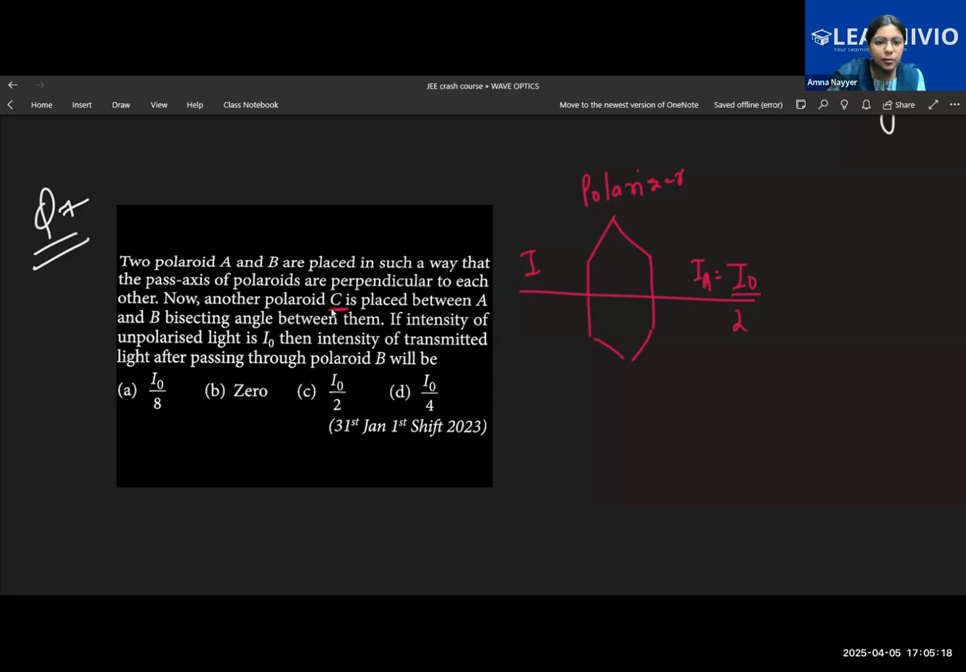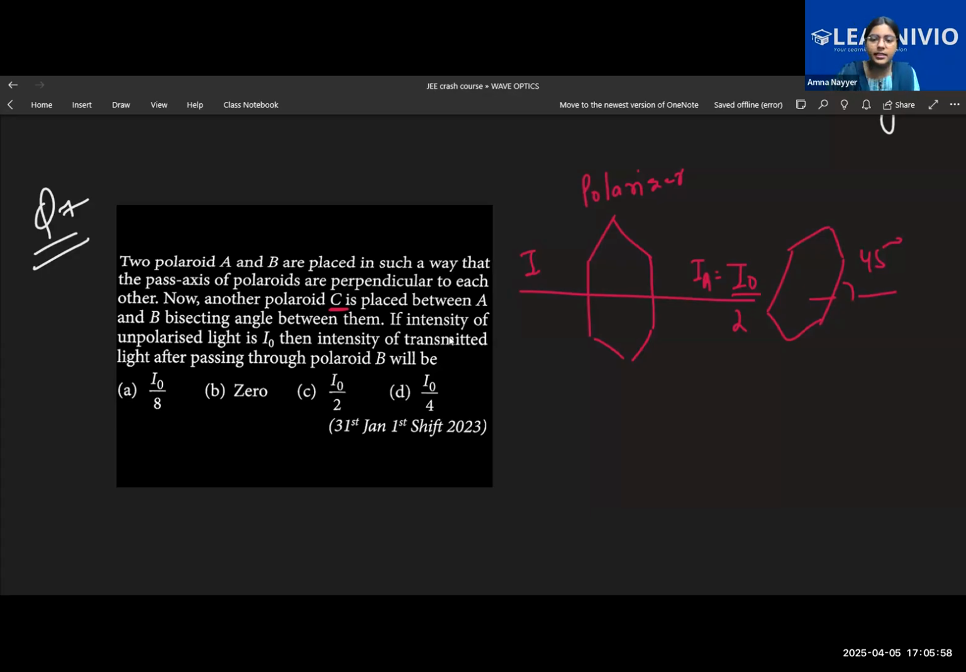It says now another Polaroid C is placed between A and B, bisecting the angle between them. Earlier, the angle was 90 degrees, now what will be the angle? 45 degrees. Perfect, very good. So this is now put like this, where this is 45 degrees. Then it says, if the intensity of unpolarized light is I, then the intensity of transmitted light after passing through the Polaroid will be.